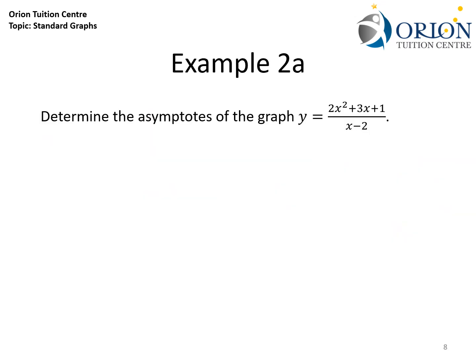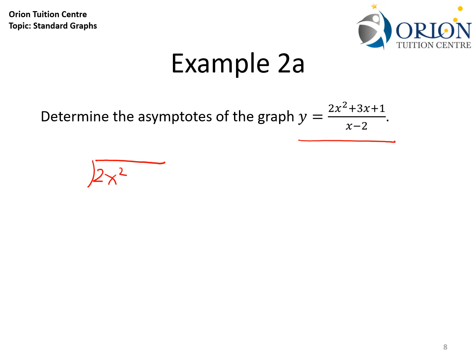For examples 2a to 2d, we will be looking at the same equation, y = (2x² + 3x + 1)/(x - 2). In this part of the example, we are asked to determine the asymptotes of the graph, and therefore we will first need to change it into a proper fraction form. How we can do so, again, is by long division. So let's perform our long division.